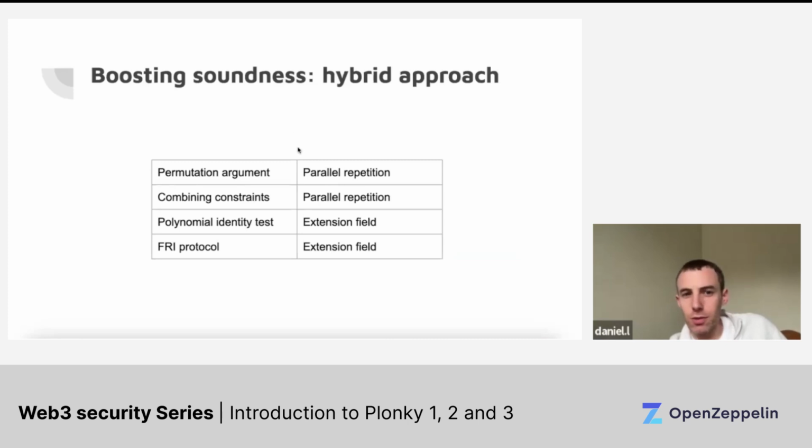So we have these two different approaches to boosting soundness, one using an extension field and the other using parallel repetition. And Plonky2 really uses both for different parts of the protocol. There's randomness that's used in the permutation argument and randomness used to combine constraints in Plonk, and for that, we use parallel repetition. But the whole FRI protocol, for example, just runs in an extension field. So arguing FRI soundness is very straightforward.